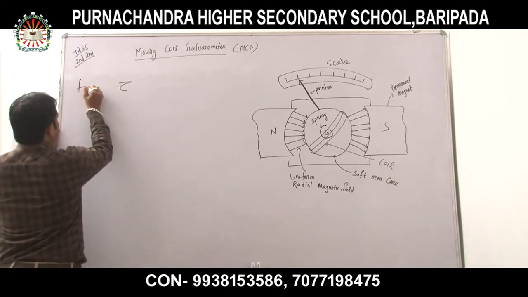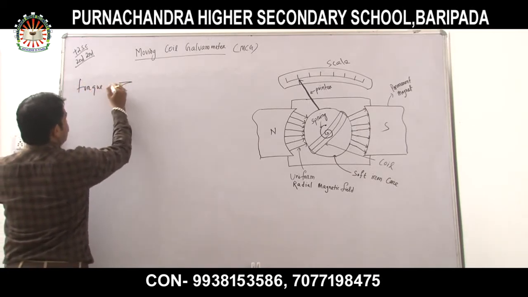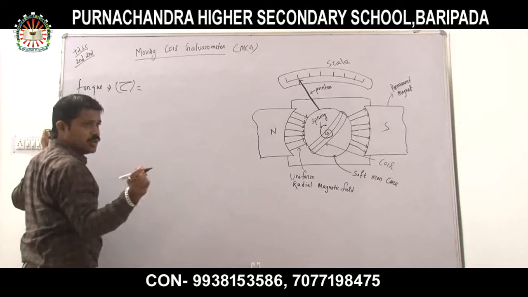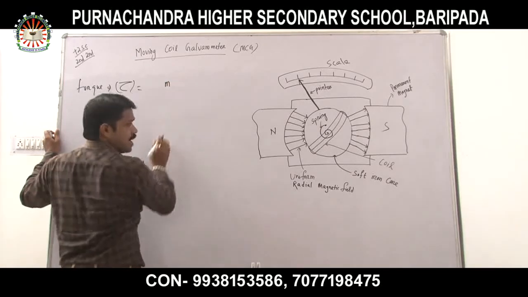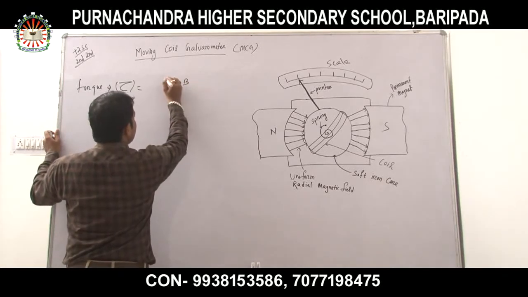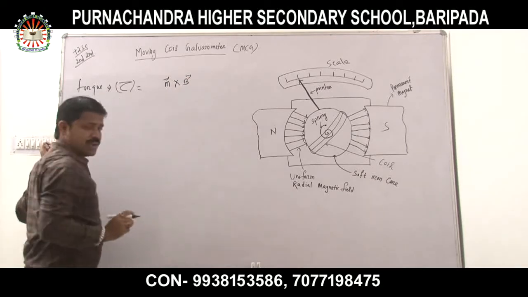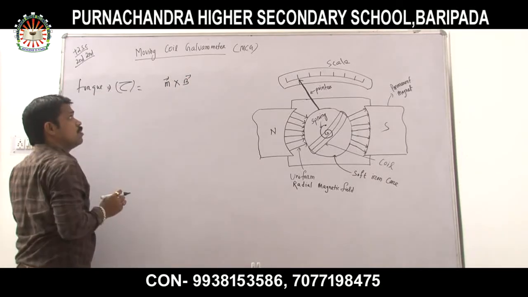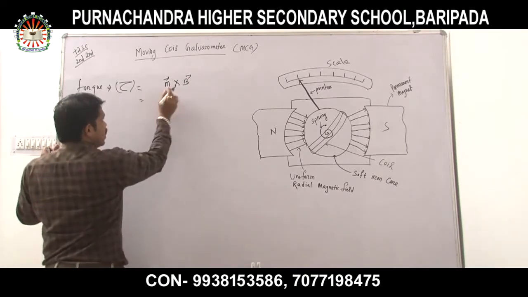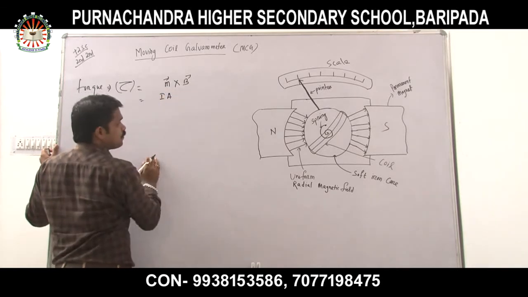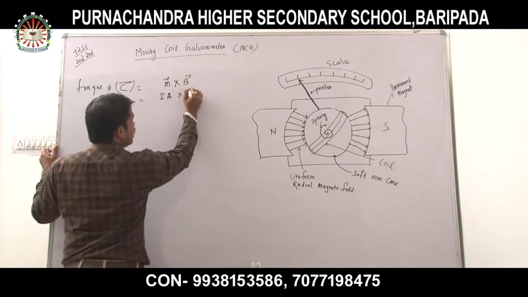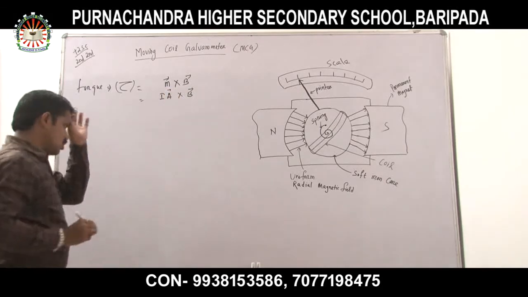The torque tau is equal to, we know, the magnetic moment M cross B. This thing we have already derived, the cross product between magnetic moment and B. So what is the value of magnetic moment? It is IA cross B. Understood?